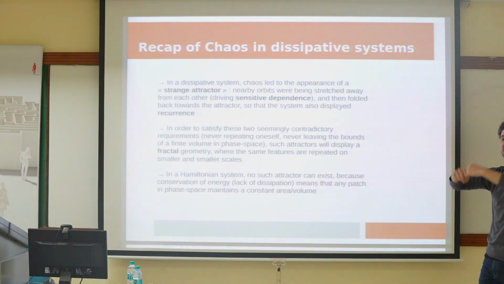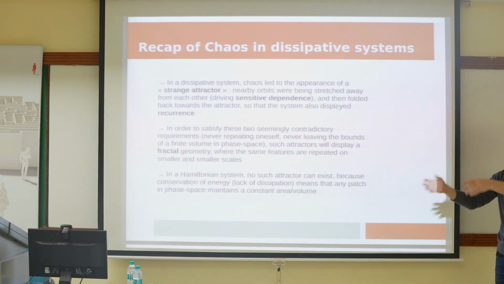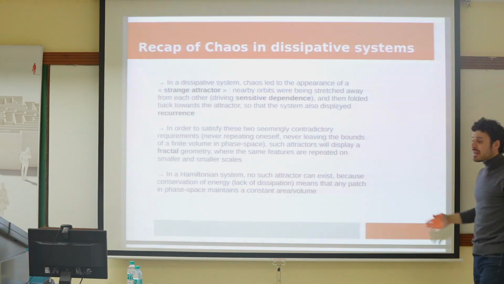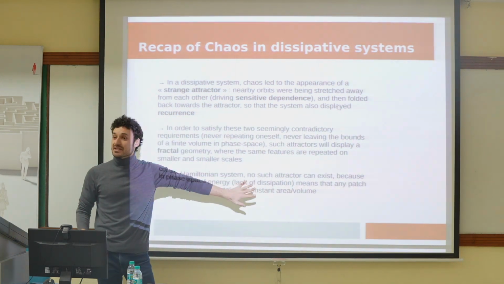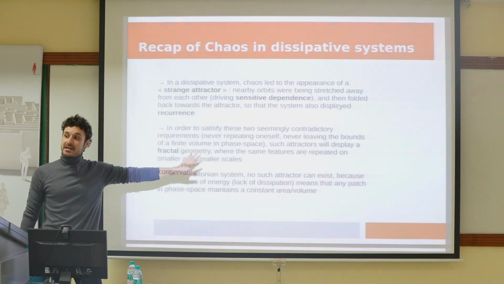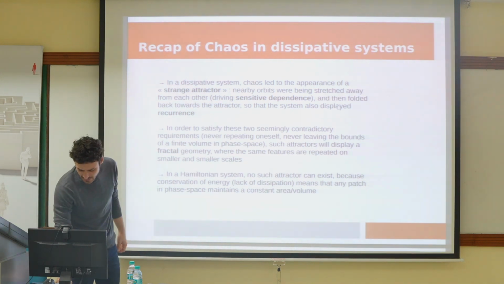So, for these reasons, in a Hamiltonian system you can't actually have an attractor like this, because the folding and stretching in the dissipative systems was really due to friction, right? To the fact that the system was able to lose energy. And so you had this stretching and squeezing of orbits. This isn't actually possible in a Hamiltonian system. In a Hamiltonian system, energy is constant; it cannot be dissipated. So Hamiltonian systems can display chaos, but their route to chaos is going to be slightly different.